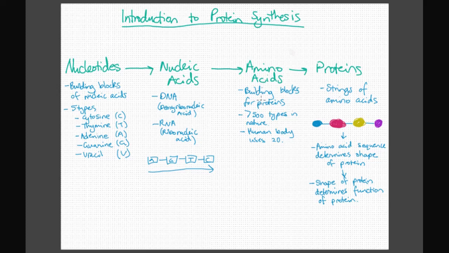So amino acids are the building blocks for proteins, and there are over 500 different types of amino acids in nature. When you join these together, you come up with a protein. A string of amino acids together determines the shape of the protein, and then the shape of the protein determines the protein function.